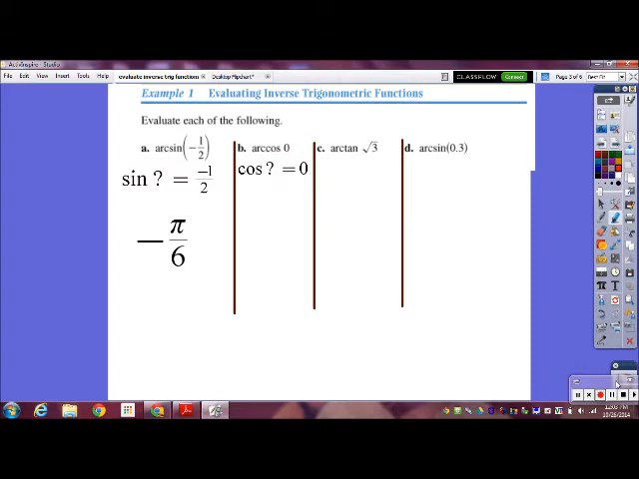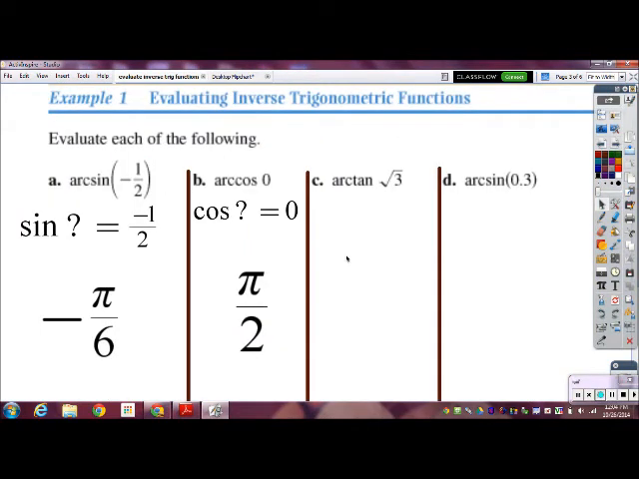Arc cosine of 0 would equal pi over 2. Alright, so our next one's a little more challenging, arc tangent. And remember, tangent is sine over cosine, so we're working with fractions here. And arc tangent of square root of 3, you have to think, okay, square root of 3, so that would be sine over cosine. So which y value over which x value would reduce down to square root of 3?